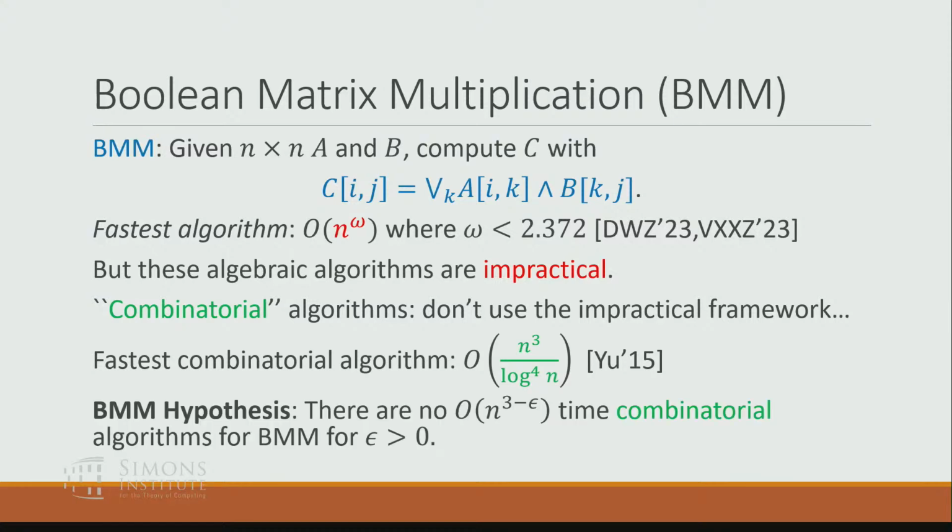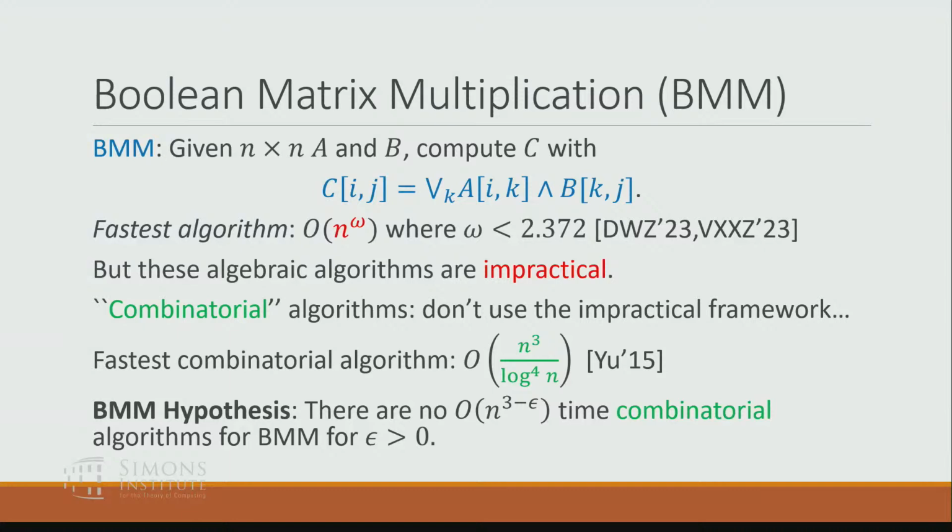And there's this hypothesis, again with a completely undefined notion, that there are no nice subcubic time algorithms for BMM, truly subcubic. So basically this hypothesis says that if you want a truly subcubic algorithm, it will have to be something really horrible and impractical.